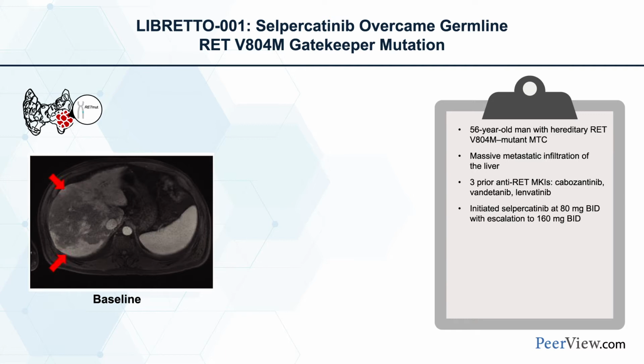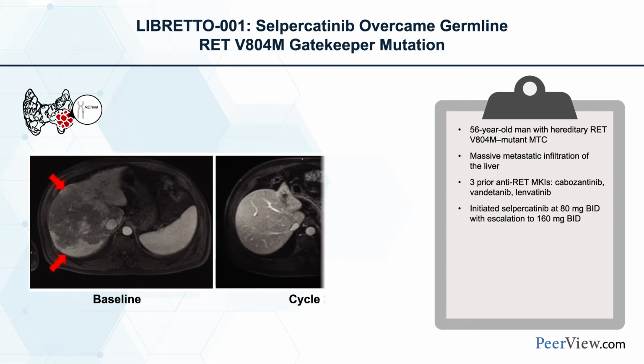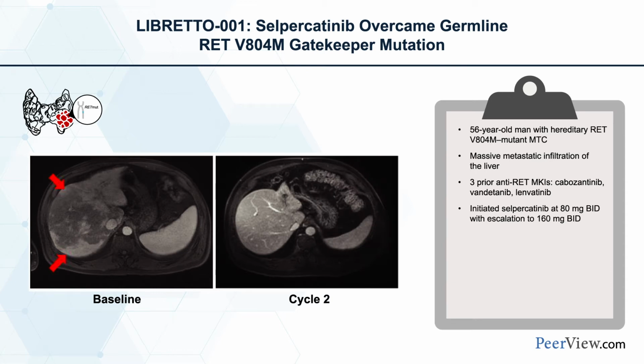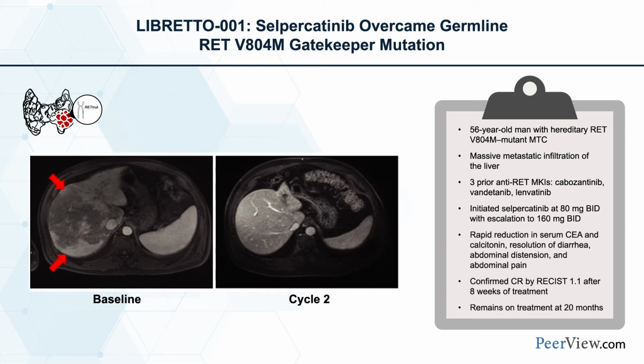And what you can see here on the left is how the liver has a very, very large tumor mass that has now almost completely responded by cycle 2. So this patient who had massive infiltration of the liver not only had an incredible response, but had a response in spite of the fact that they had this V804M gatekeeper mutation. And interestingly, this patient had also been heavily pretreated.